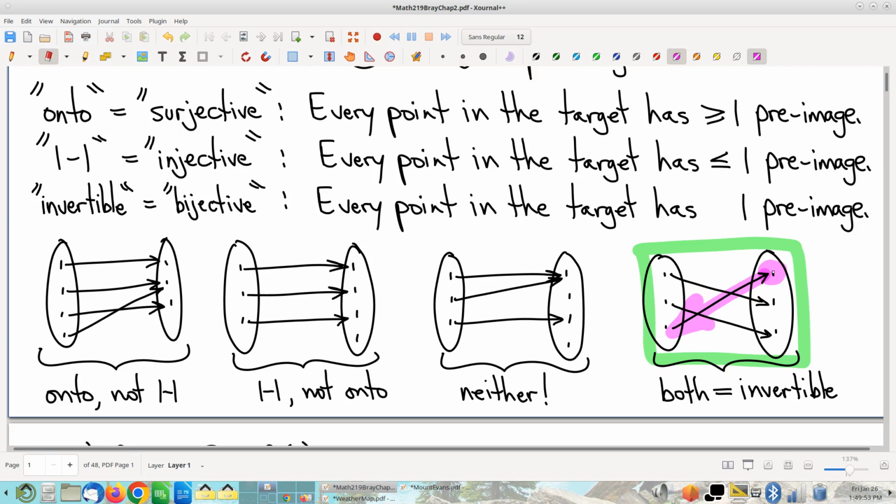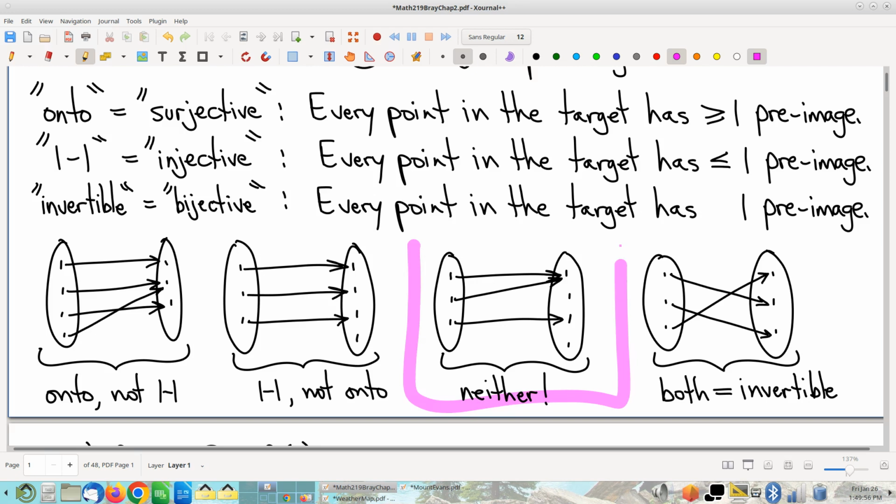I cannot invert this function right here. I have too many choices of what should be which would be the value of the inverse function at this point? I've got a couple options. I don't know which one. Who can say, right? And I have too few options for this point. The inverse function, if I were to try to call it a function, wouldn't even be defined for that point. There's nowhere for it to go back to. Right? So that's why we need both injective and surjective, and that's why I call this invertible.